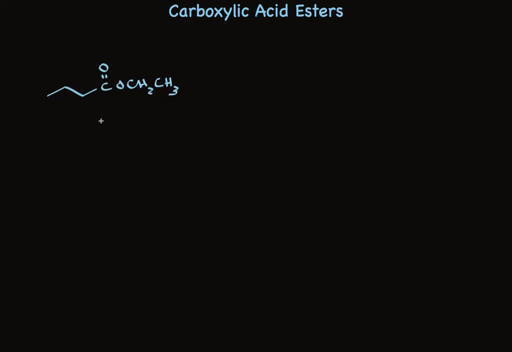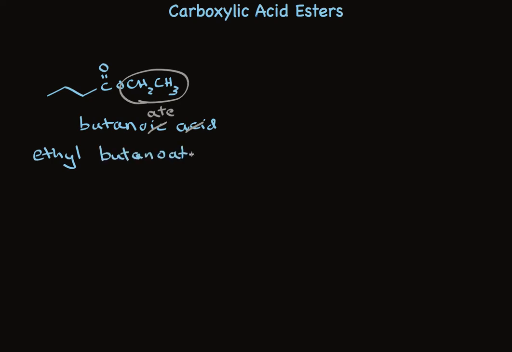This is the ester of butanoic acid. That acid name is changed. So drop the IC and drop the acid. The IC is replaced by ATE, and the ethyl group that's attached to the oxygen is named and put out front. Ethyl's a separate word, ethyl butanoate. If we're talking about this in the common nomenclature, we'd call it ethyl butyrate.